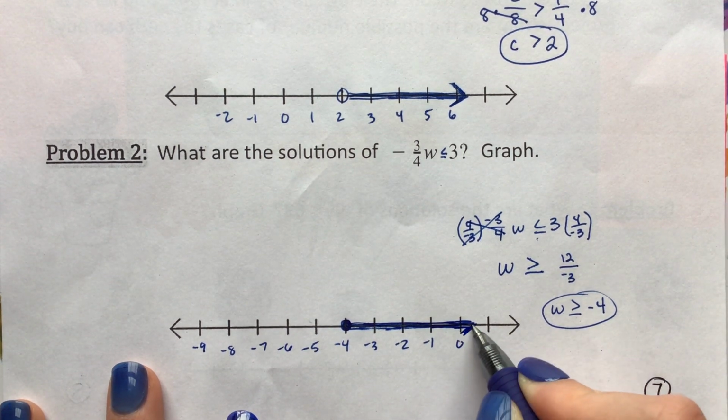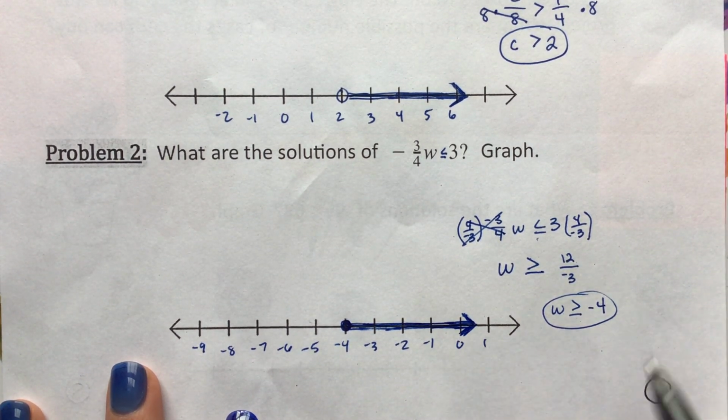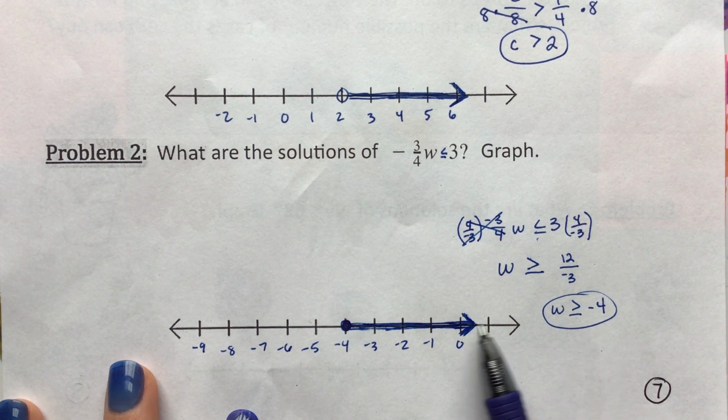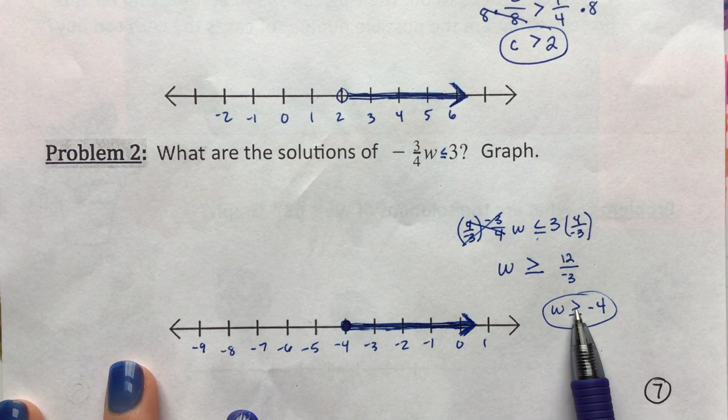Please take note, you can only use that shortcut if the variable is on the left-hand side. You can only use the shortcut of knowing which way to shade based off of the direction of your inequality sign if your variable is on the left side of the equation.